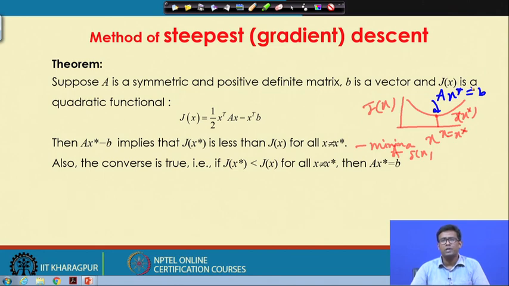A x star is equal to b gives us the solution, x star is only where J(x) is minima. Instead of solving A x is equal to b, now we can try to find out the minima of J(x). That is the main philosophy behind this method.